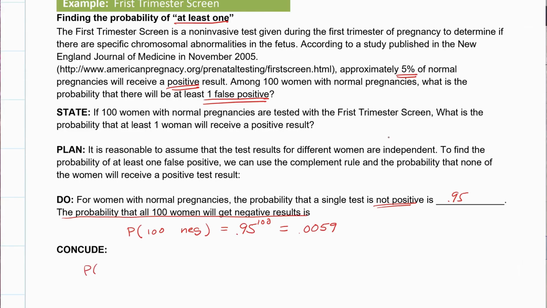So what's the probability then of at least one false positive? Well, it's 1 minus the probability of all negatives, or 1 minus 0.0059, which ends up being 0.9941. A huge probability that there's going to be at least one false positive. All right.